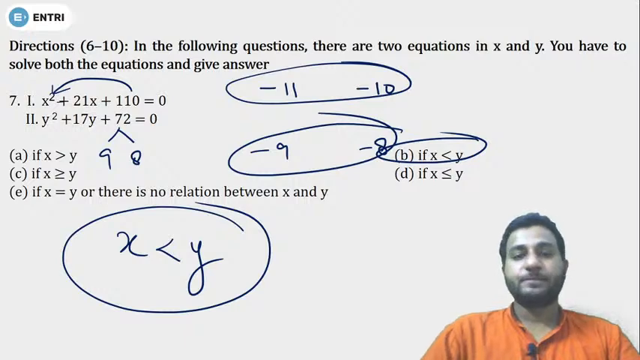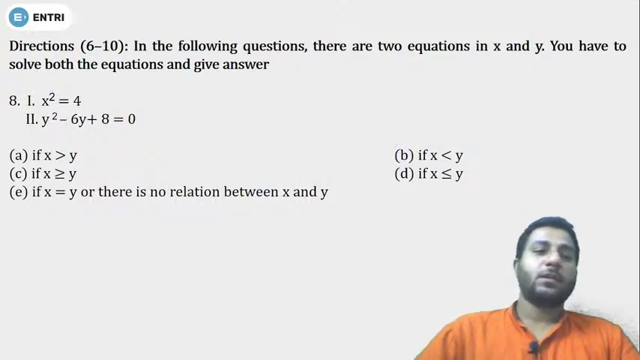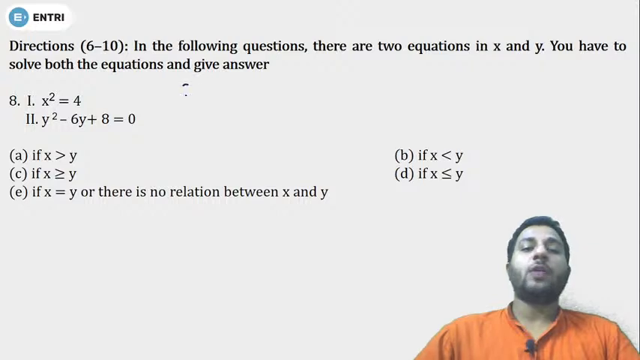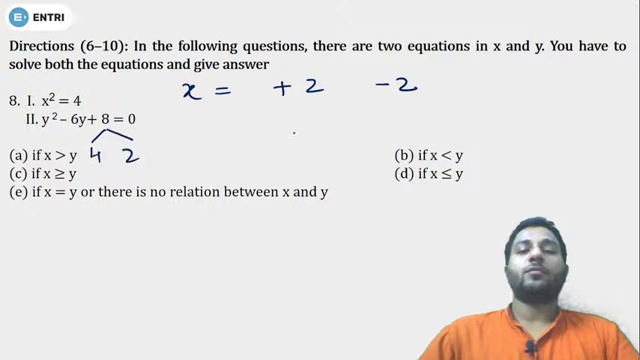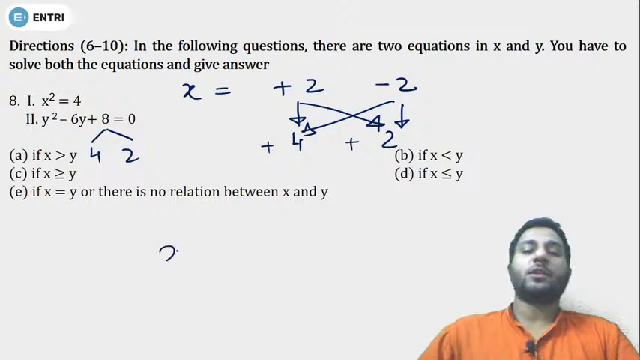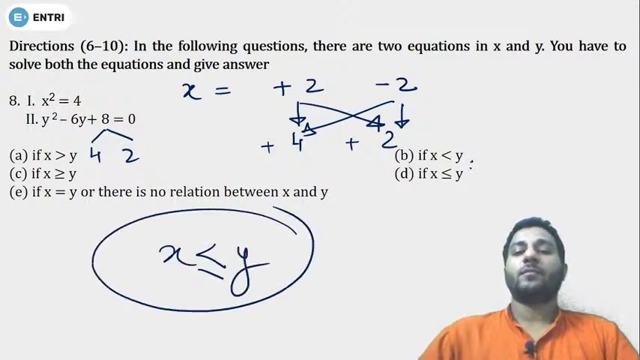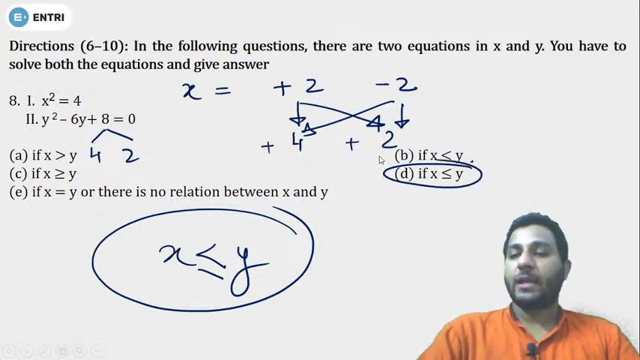Got it? Let's move on. X square is equal to 4. Now you will get two values, plus 2 and minus 2. Here 4 and 2, both the values will be plus. So x is smaller, equal, smaller, smaller. So x was smaller but equal as well. So option D will be the correct one.